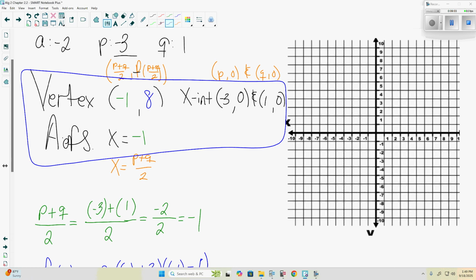And that's all that we're looking for. If we wanted to graph it, we would go -1, 8 for the vertex. Our x-intercepts would be the points -3, 0 and 1, 0. And that there would be the graph with our axis of symmetry cutting it in half. Questions on how we found the vertex, x-intercepts, or axis of symmetry? We ready for the next one?